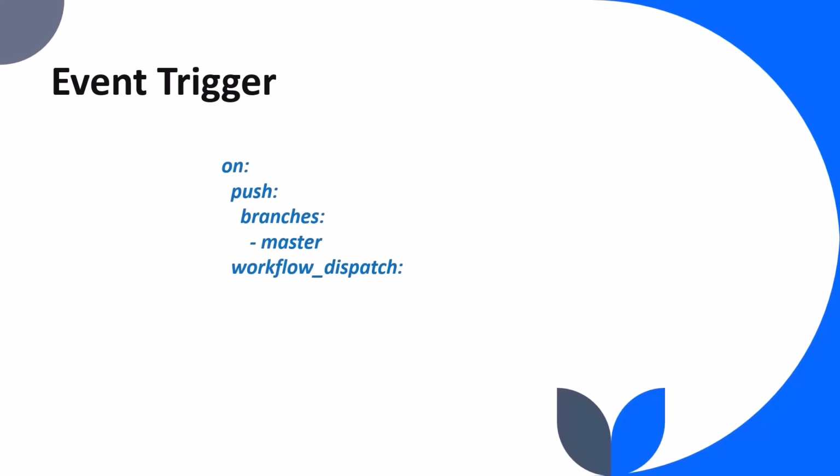In event trigger, the workflow triggers on push event to the master branch, and also allows manual triggering with workflow dispatch. So what is manual triggering with workflow dispatch? Workflow dispatch is an event in GitHub Actions that allows you to manually trigger a workflow run. So when you include workflow dispatch in your workflow file, GitHub provides a button in the GitHub Actions tab, allowing you to trigger the workflow run explicitly.